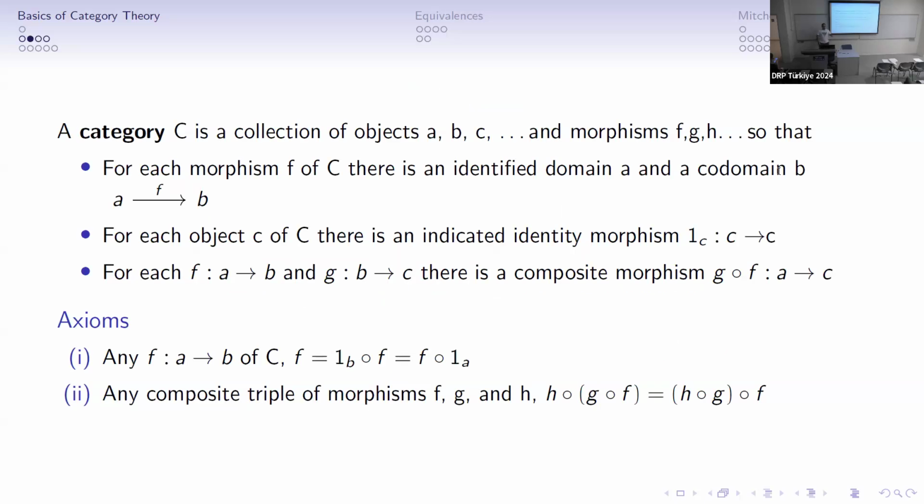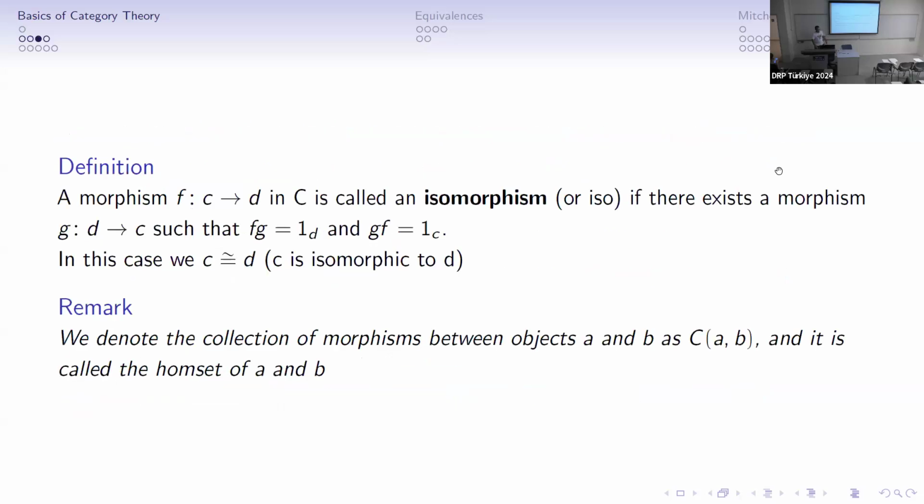So in a category, every morphism has a domain and codomain. And each object has an identity morphism. And we have a composition of morphisms, which has left and right units, and it's also associative. So we have a definition of isomorphism. We call a morphism an isomorphism if it has right and left inverses, and in this case we say the objects are isomorphic.